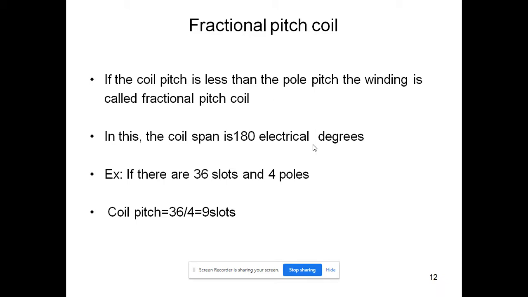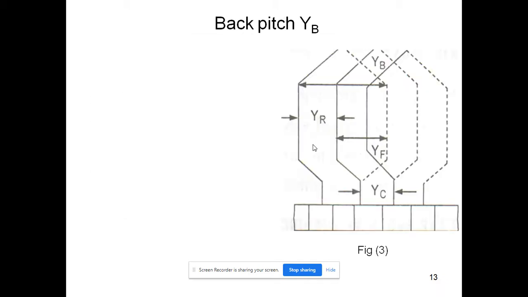If there are 36 slots in the armature and there are 4 poles, then the coil pitch is the ratio of the number of slots, or the number of conductors, to the number of poles, which is equal to 36 by 4, which is 9.